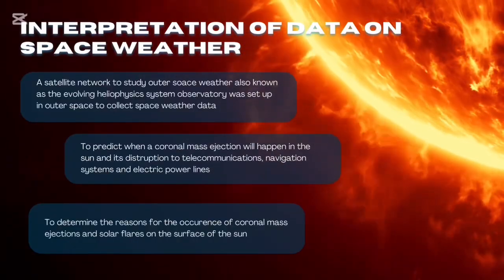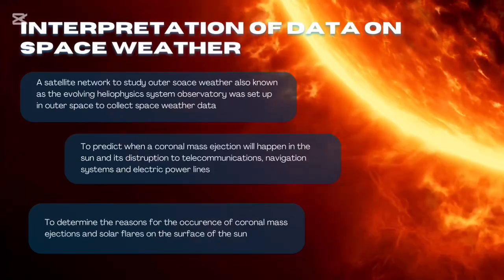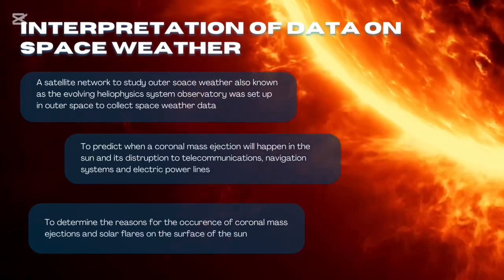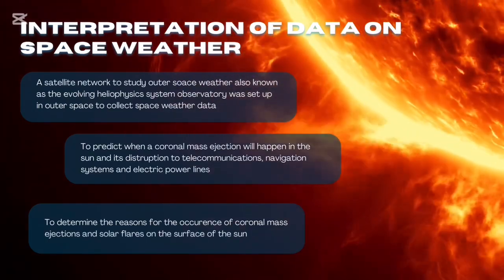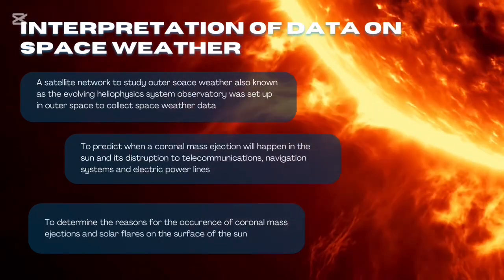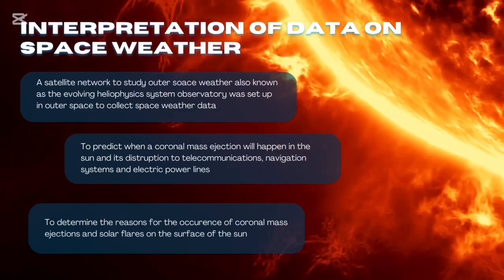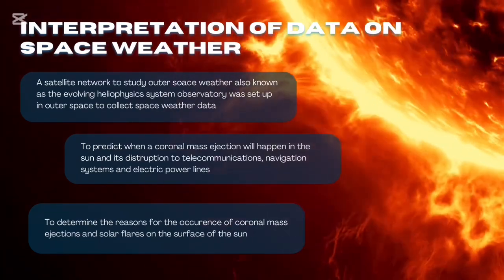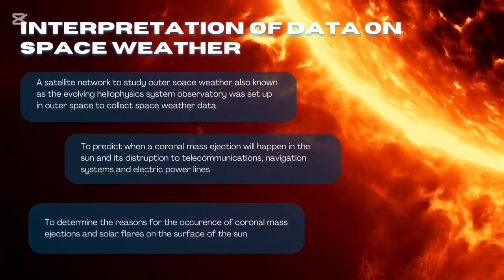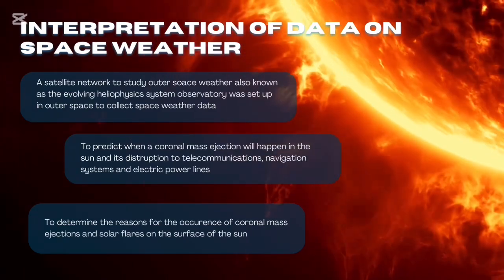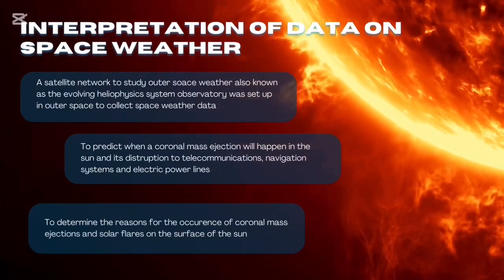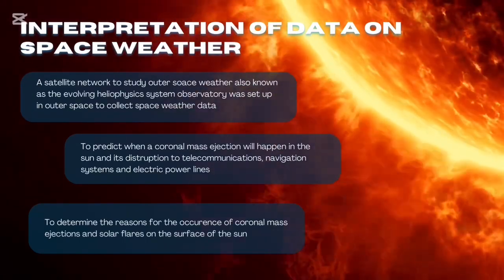Interpretation of data on space weather. A satellite network to study outer space weather, also known as the Heliophysics System Observatory, was set up in outer space to collect space weather data. Space weather data is analyzed to predict when a coronal mass ejection will happen on the Sun and its disruption to telecommunications, navigation systems, and electric power lines on Earth. It is also used to determine the reasons for the occurrence of coronal mass ejections and solar flares on the surface of the Sun.